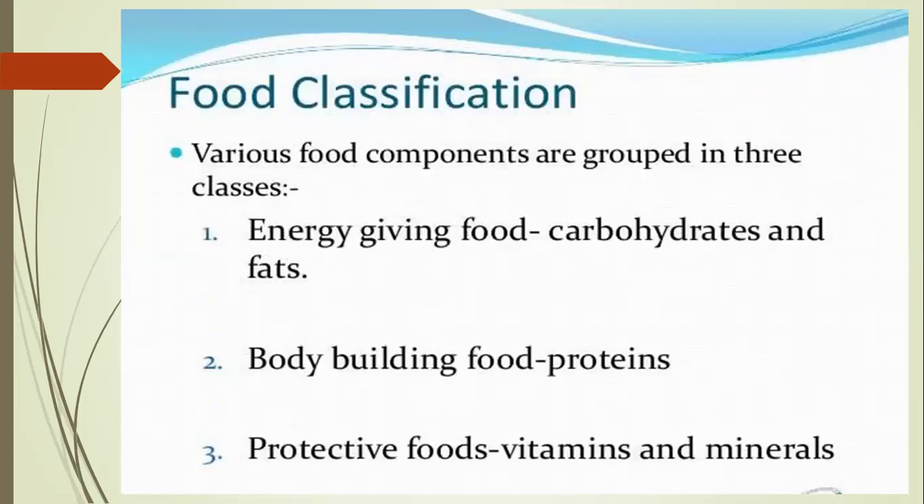So now we are going to see the classification of food. So what is the classification of foods? Various food components have been grouped or categorized into three classes. First is energy giving food, which provides us a lot of energy, that is carbohydrates and fats. Okay, so energy giving foods are which, children? Carbohydrates and fats. Bodybuilding food, proteins, and protective food categorized into vitamins and minerals. So let us move to the next slide.